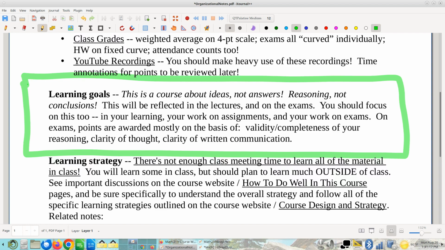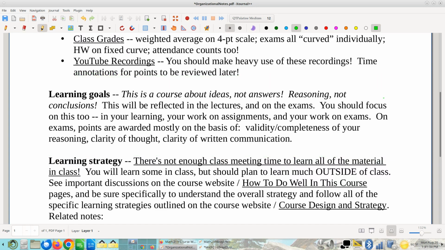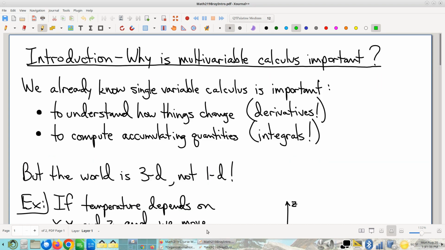You're going to see that on the exams. You're going to notice that in how grading is done. It's all about what can you show me that you understand, right? Ideas and reasoning. And it's not about the answer at the bottom of the page. Okay, I'm not going to repeat that whole spiel again. That said, let's move on to this, what I call the introduction.